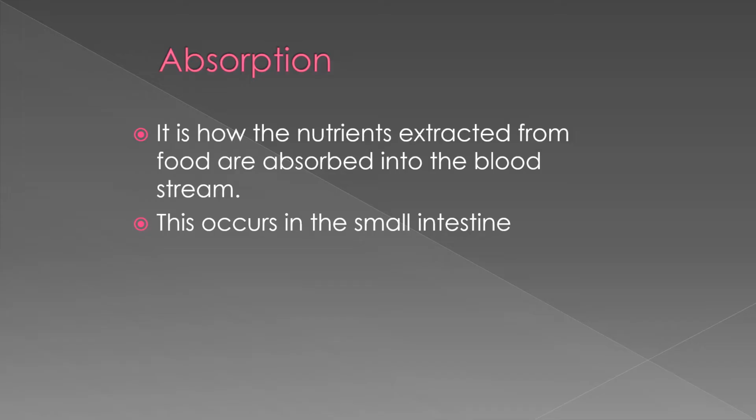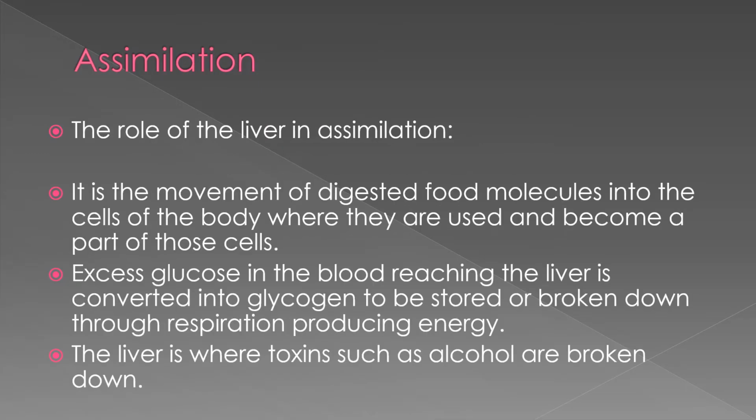Absorption is how the nutrients extracted from the food are absorbed into the bloodstream, and this occurs in the small intestine. Assimilation. Now this involves the liver. It's the movement of digested food molecules into cells of the body where they're used and become a part of the cells. Excess glucose in the blood reaches the liver and it's converted into glycogen, and that can be stored or broken down and used through respiration. The liver is where toxins such as alcohol are also broken down.